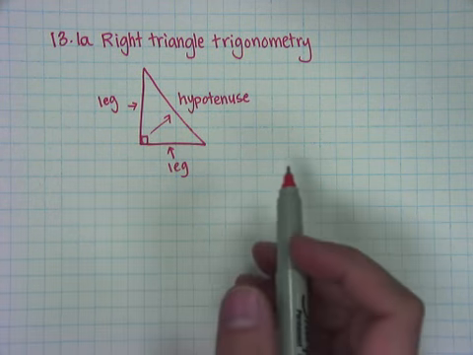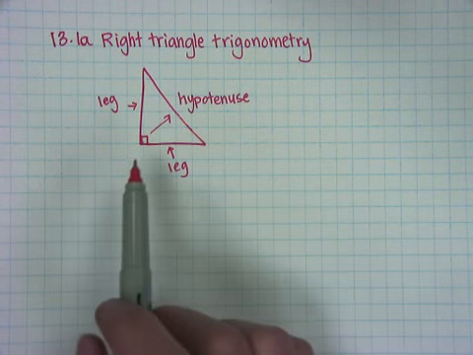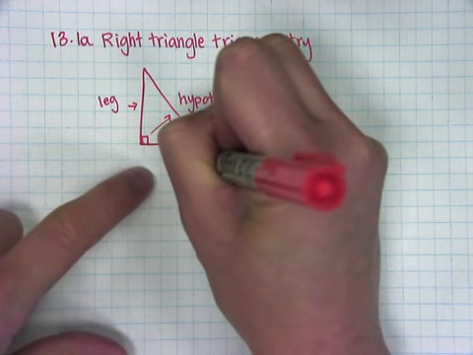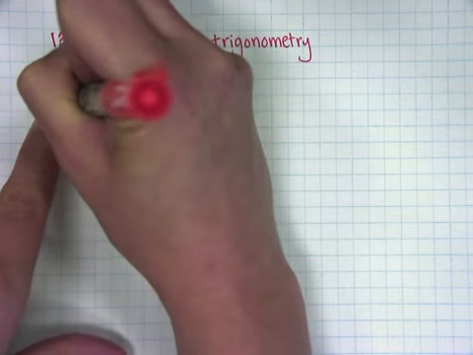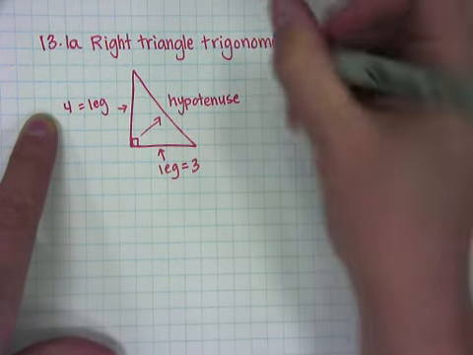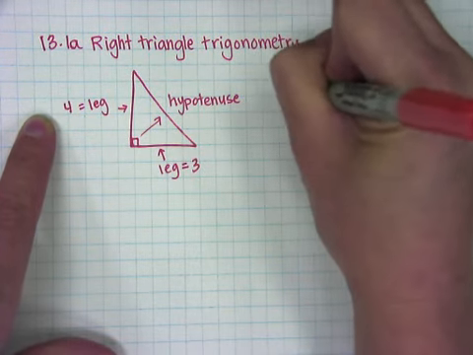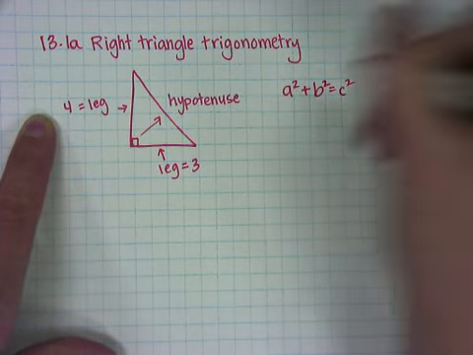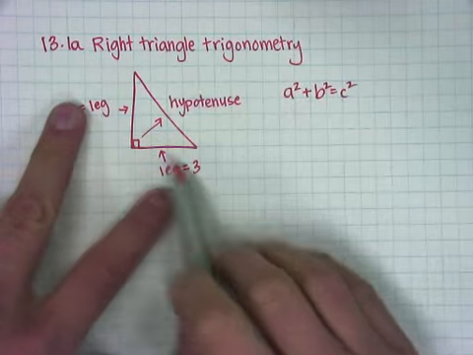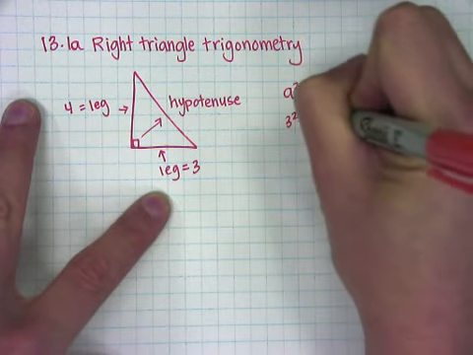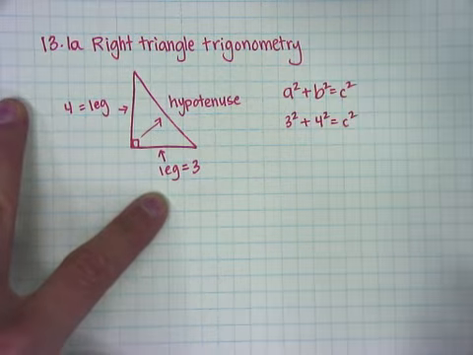For instance, the Pythagorean theorem only works on right triangles. So, like for instance, if I knew this leg was 3 and this leg was 4, I could use the Pythagorean theorem to help me find the hypotenuse. So, Pythagorean theorem says a squared plus b squared equals c squared. So then the a's and the b's are the legs. So this would be 3 squared plus 4 squared equals c squared.